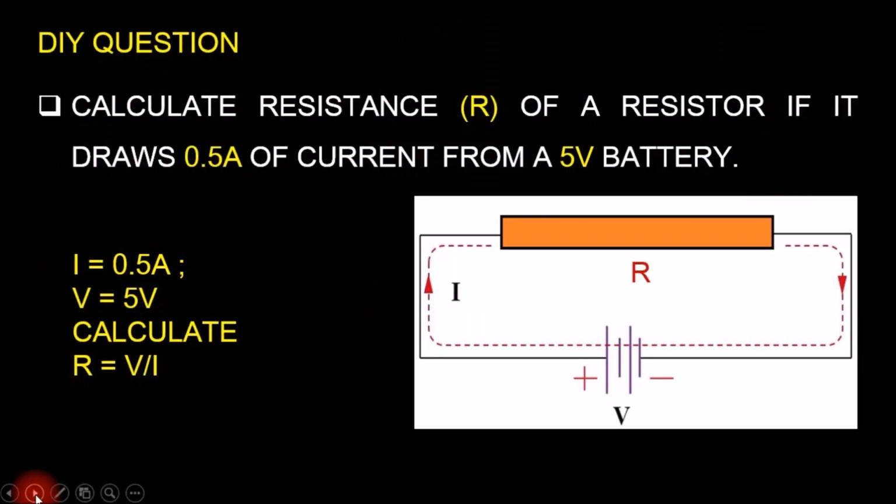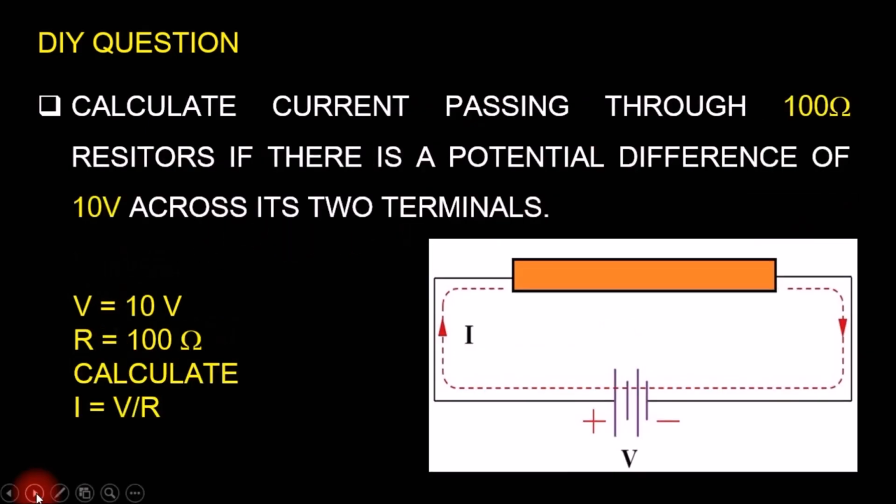Now I am coming to the do-it-yourself questions. So the first question is calculate resistance of a resistor if it draws 0.5 ampere of current from a 5 volt battery. Second question, calculate current passing through 100 ohm resistor if there is a potential difference of 10 volt across its two terminals.